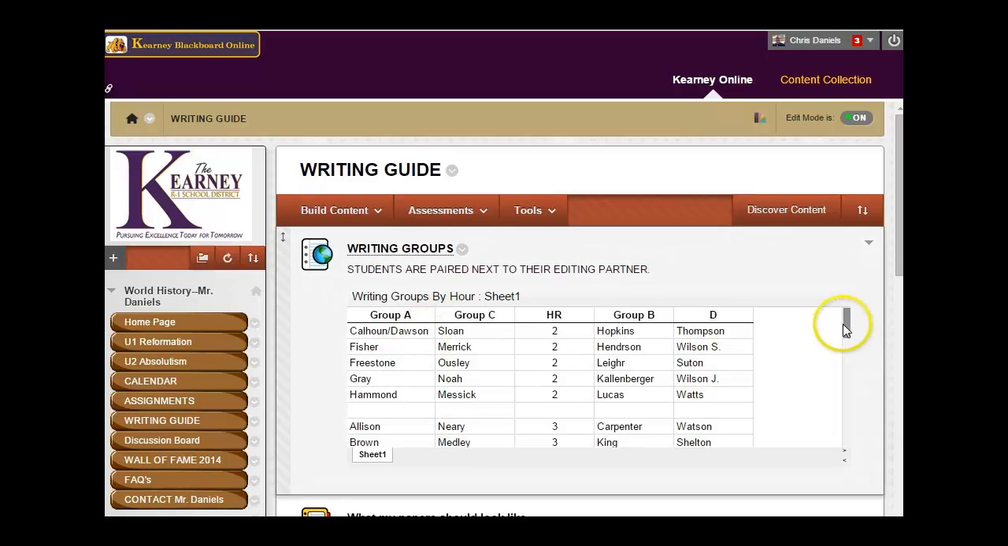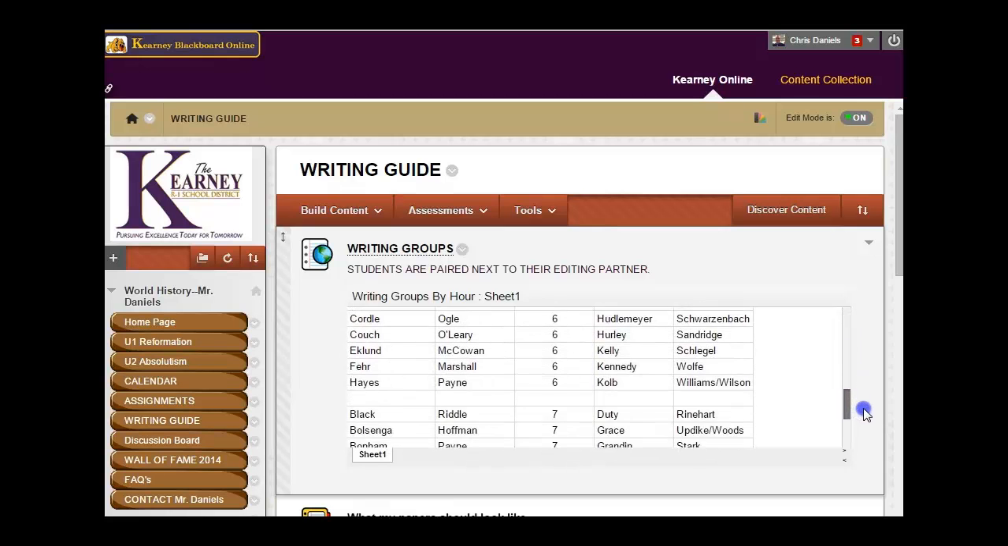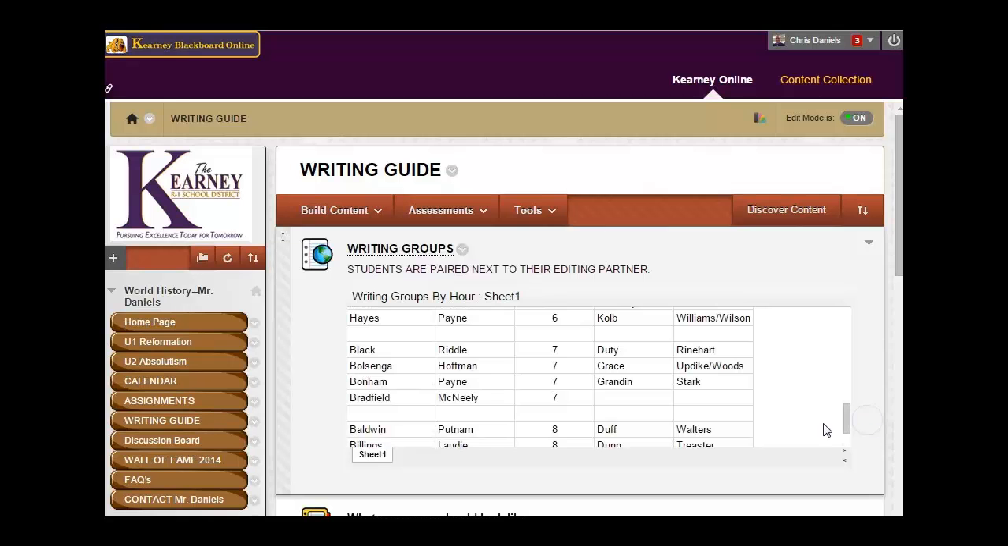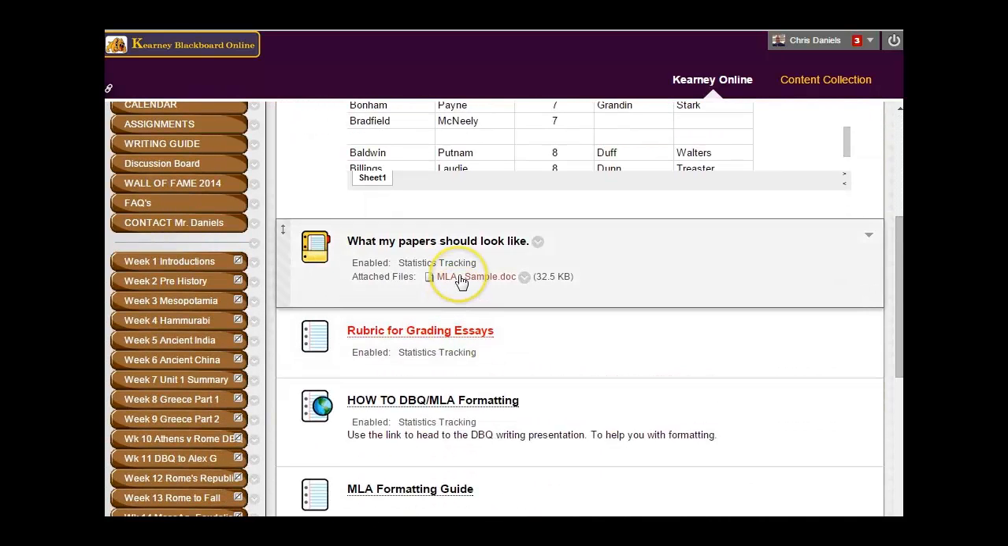If you finish early and you want to share with your peer, the list of partners is here. For 7th hour, that's the example hour that we're using in this film today. Black and Riddle are together, Bolsinga and Hoffman are together, Bonham and Payne are together, Bradfield and McNeely are together, Duty and Reinhardt, Grace, Updike, and Woods are in that love triangle, and Grandin and Stark are together. So if you finish early, you can do that. And then here's a sample of what your paper should look like. Obviously, there's an outline in the second.